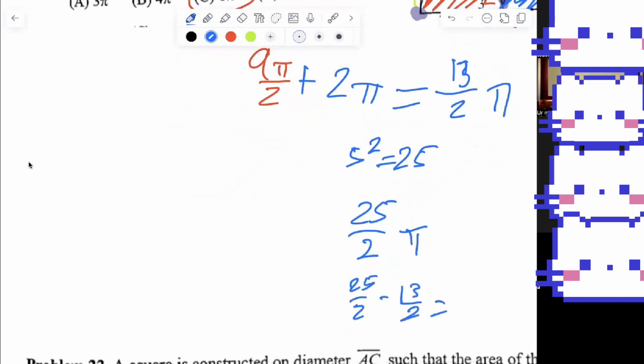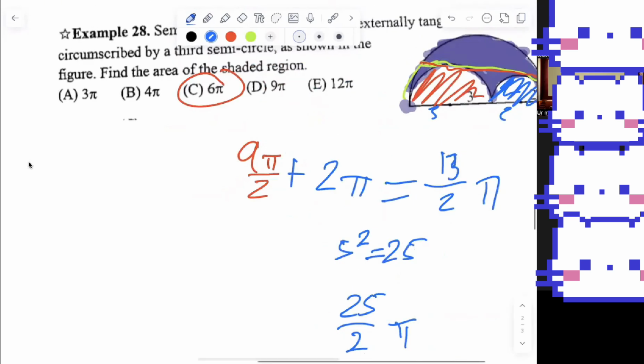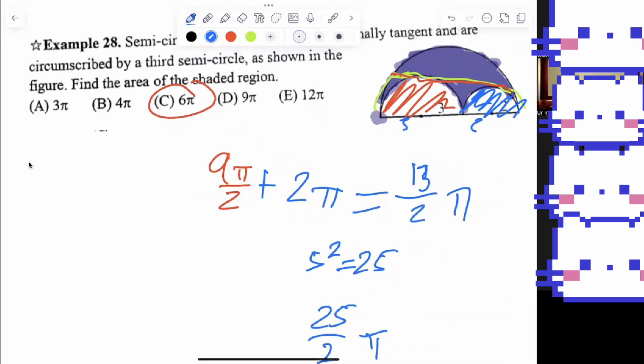Which you can do easily in your head, it is 6 pi. Or you can write it down on paper and calculate it. It gives our answer, 6 pi.